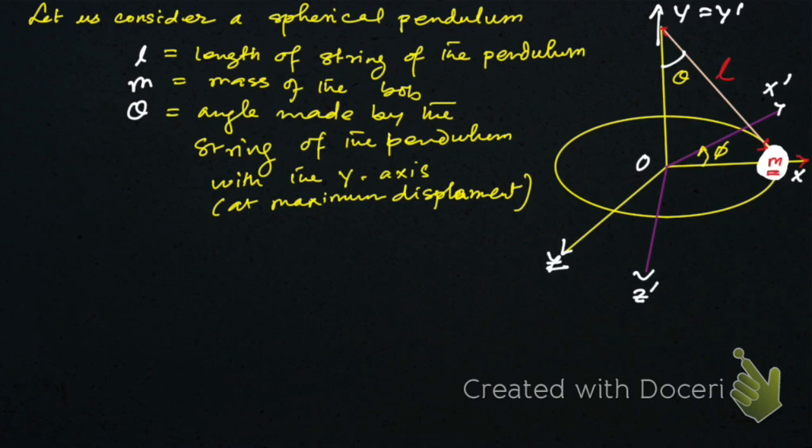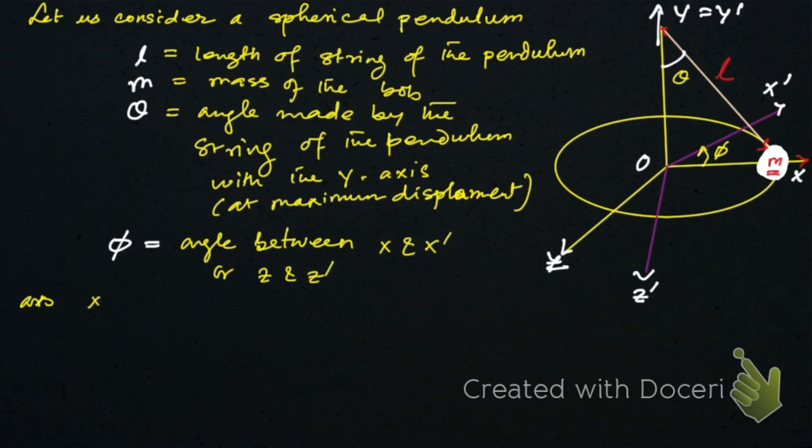Okay, so here you can consider that phi is the angle between x and x dash, or z and z dash, as the x and z axes are rotating about y.